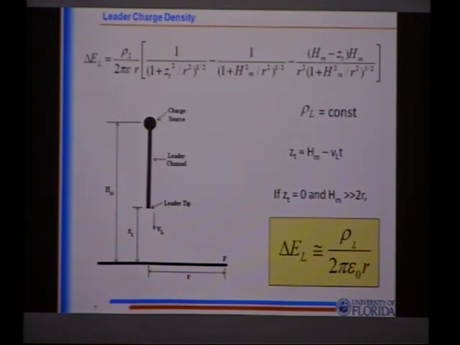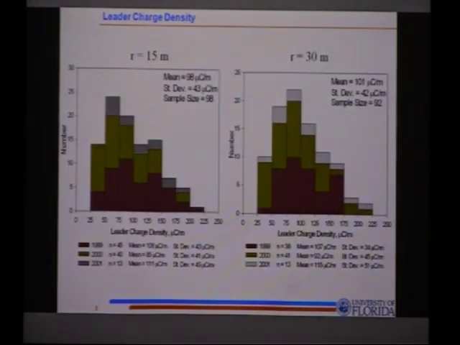And again, this is the vertical field, although the equation resembles the equation for horizontal electric field due to a uniformly charged long wire. Anyway, from this equation, if we measure the electric field change and we know the distance, we can infer line charge density. And these are some results for measurements at 15 meters and for measurements at 30 meters for the same strokes. Different colors correspond to different years of observations.